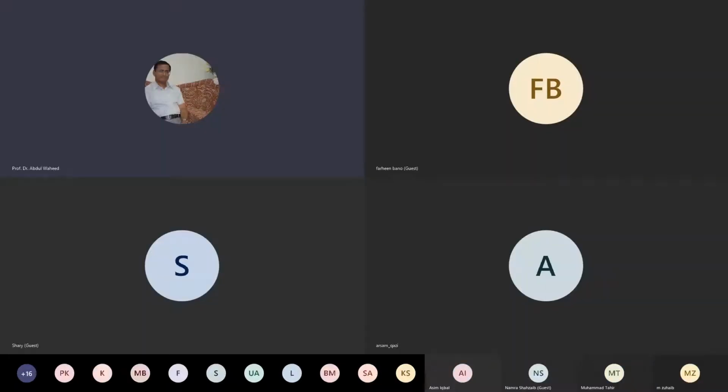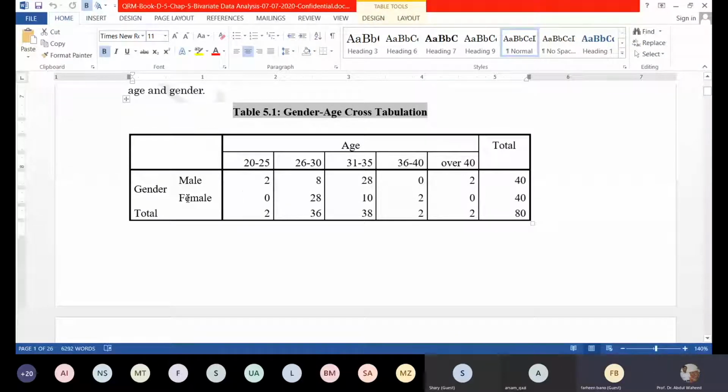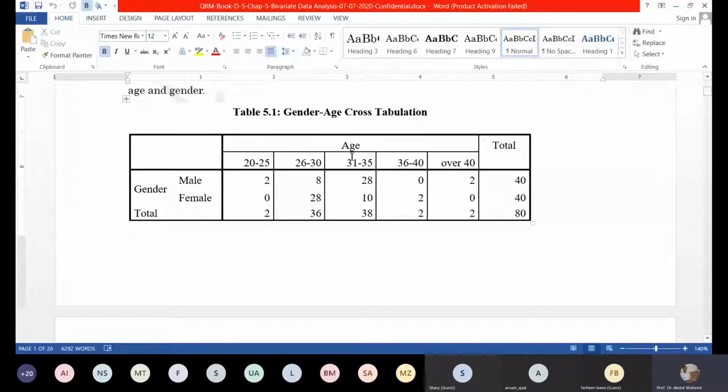Okay, I am going to share a cross tabulation with you. Can you see the cross tabulation, gender and age? Yes, sir. So look here, this is the cross tabulation for gender and age. Here we have two variables: one variable is age and the other variable is gender. In gender we have male and female, and in age we have different groups. So this is called cross tabulation.